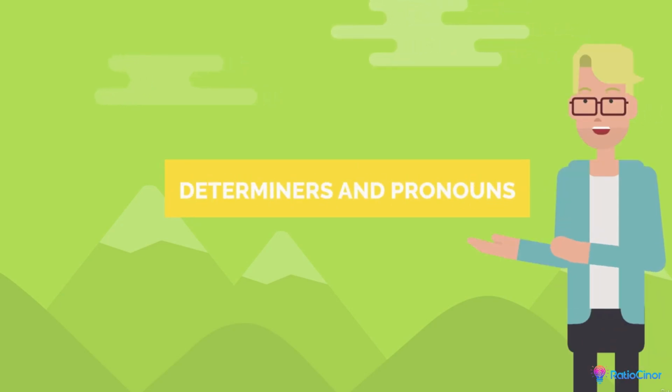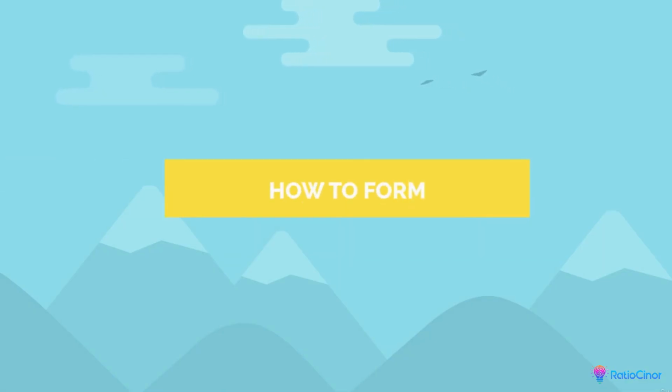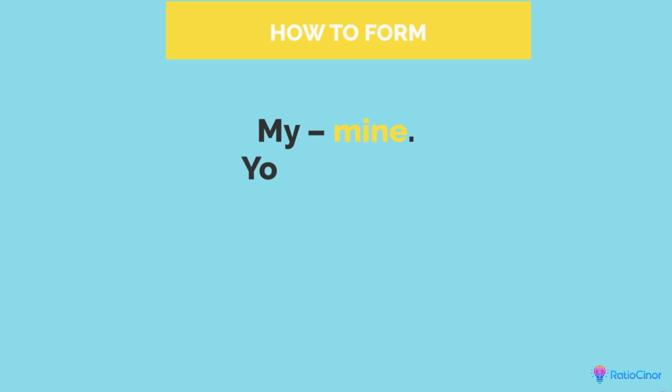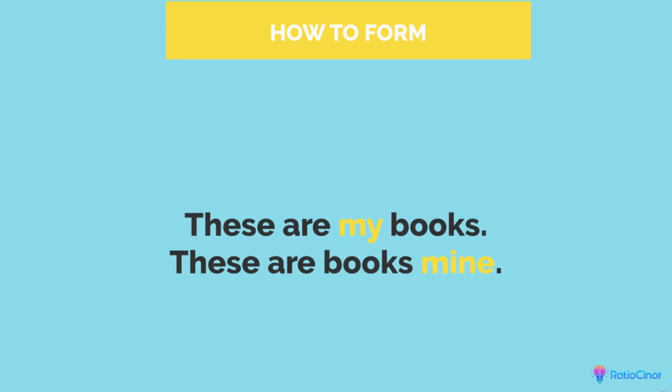Determiners and pronouns. You can use determiners or possessive pronouns to explain who owns something. How to form: my, mine; your, yours; his, his; her, hers; it, its; our, ours; their, theirs. These are my books. The determiner comes before the noun. These books are mine. The possessive pronoun is used after the verb.